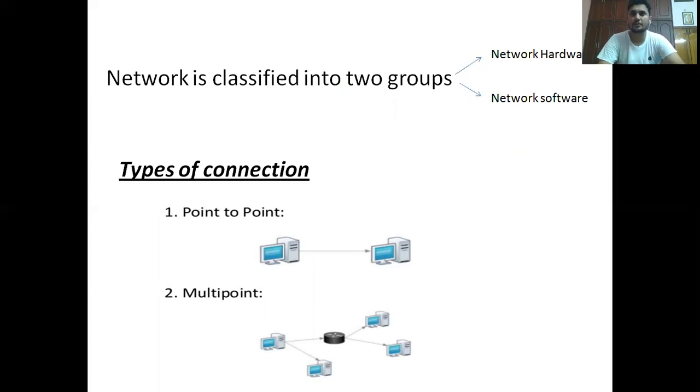A network is classified into two types: one is network hardware, and the second one is network software. There are two types of connections: point-to-point connection and multi-point connection. Device to device, A to B, is called a point-to-point connection. In multi-point, multiple devices are connected to one particular router, which is called a multi-point connection.